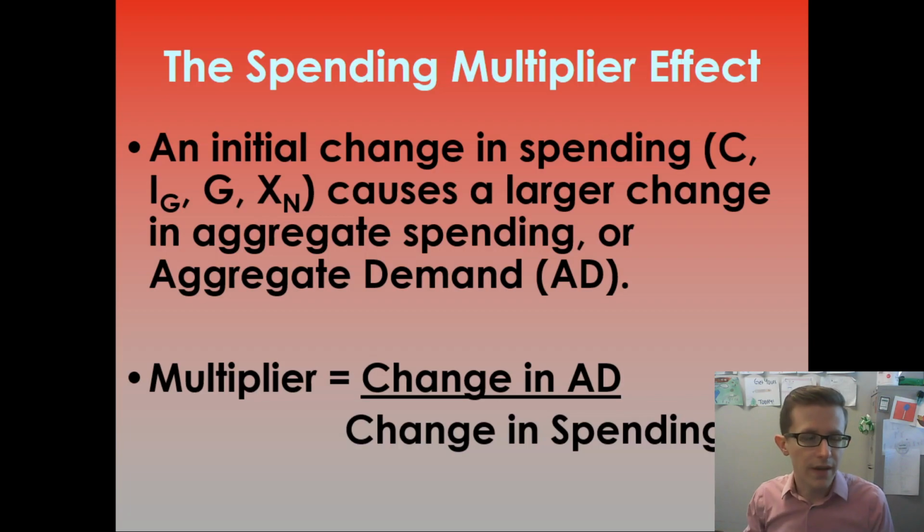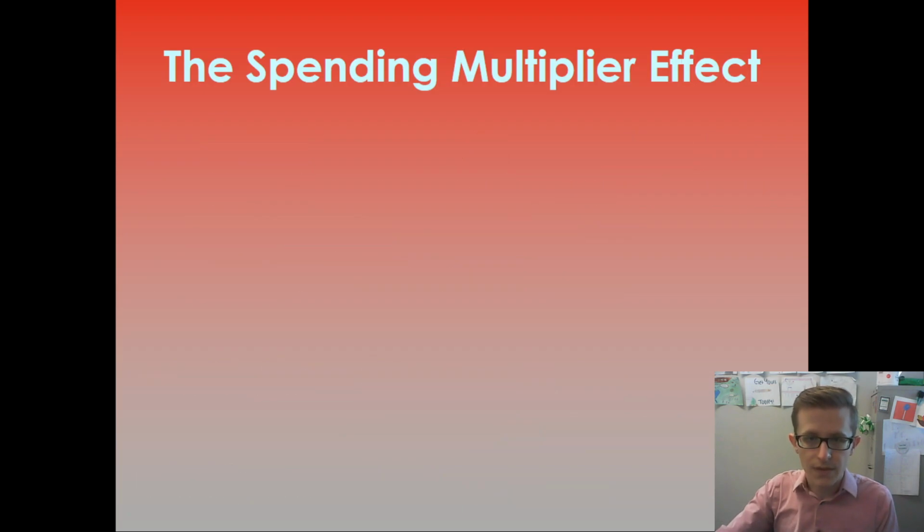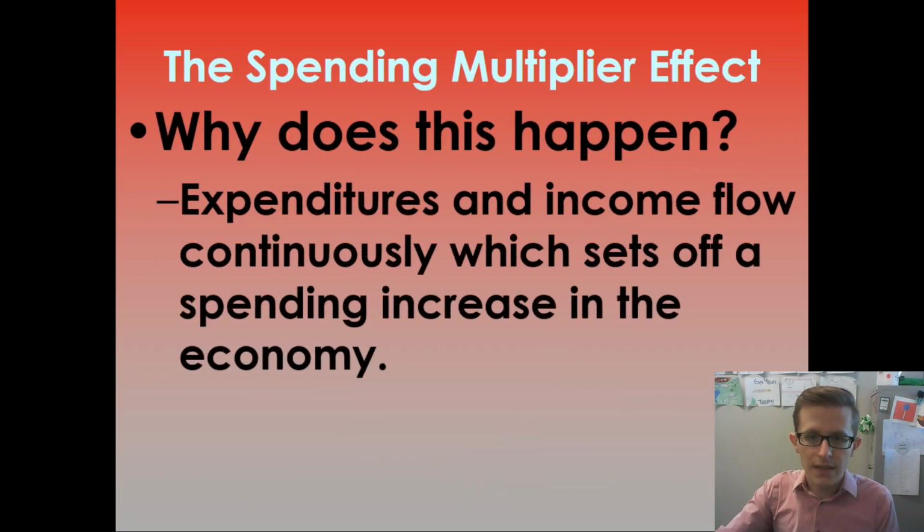So the multiplier is going to be the change in aggregate demand divided by the change in spending. Though this is kind of a backwards approach to it, this is looking at whatever the total impact on GDP is divided by the initial change in one of these. So let's see here. Why does this happen?